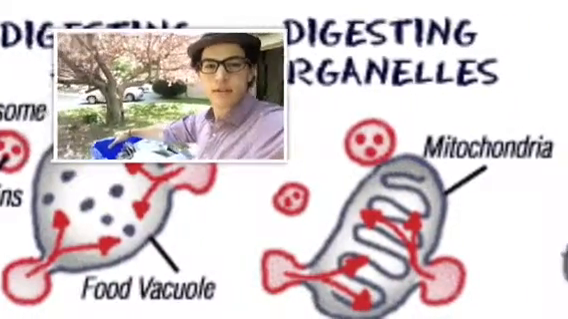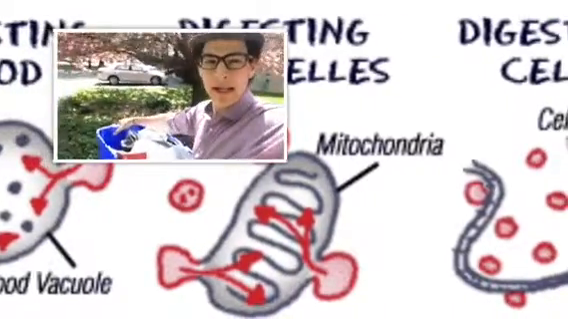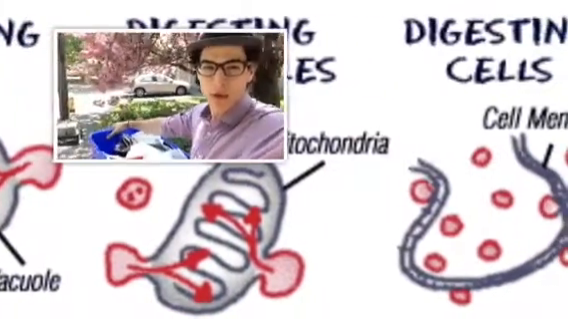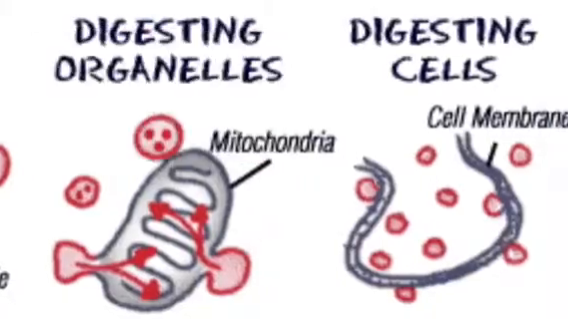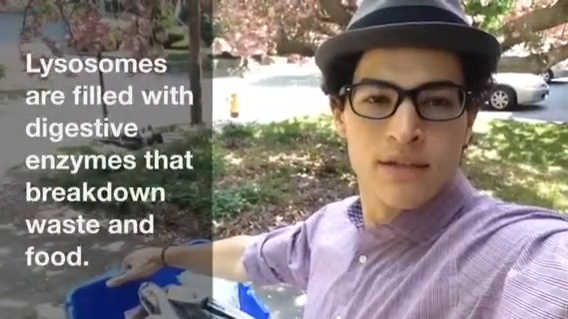Just like towns, cells have waste that needs to be taken out and recycled. This is done by an organelle called the lysosome, which breaks down materials and recycles it. Lysosomes are membranes surrounding a series of chemicals that break down materials.